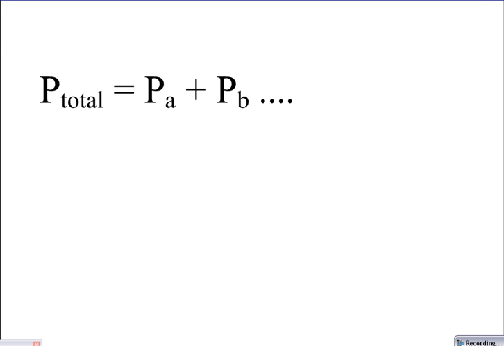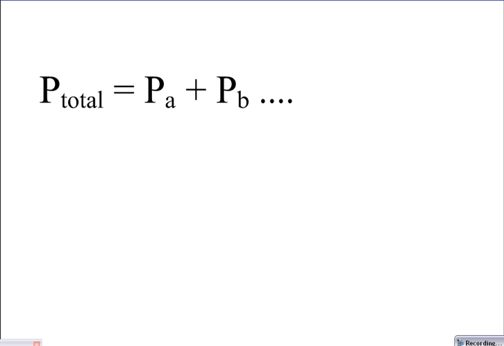If a solution contains two liquids and they behave ideally, we can calculate the total pressure of the solution using a variation on Dalton's law, where Dalton's law is the pressure of the first plus the pressure of the second. Well, in this case, we'll be talking about the partial pressure of the first plus the partial pressure of the second, the vapor pressure of the first plus the vapor pressure of the second. And you can calculate each one of those using Raoult's law.